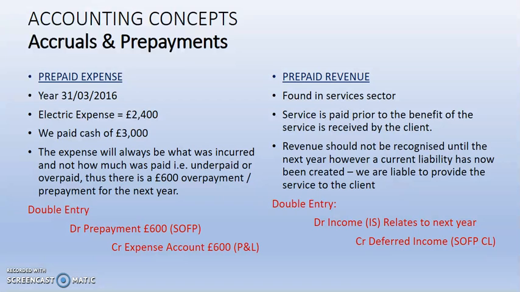So we will then have to create a liability. So the double entry for this would be to debit the income in the statement of profit and loss, or the income statement, as it relates to the following year, and then to credit the deferred income on the statement of financial position. So this would be just in reference to current liabilities. So we have the liability to actually produce a service for the client for which they've paid.